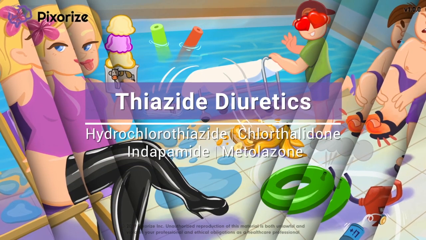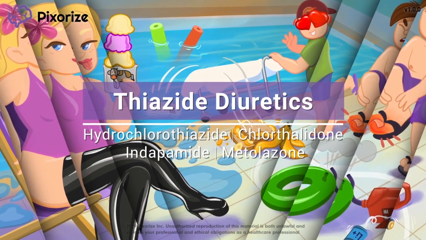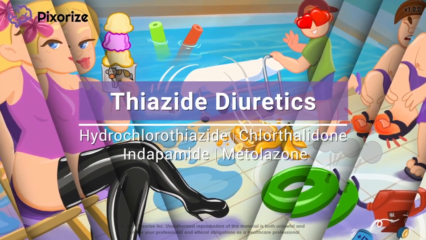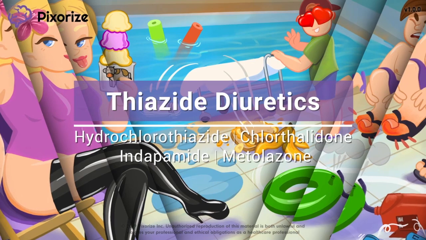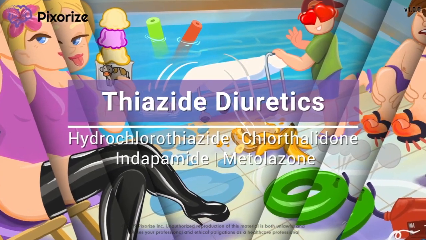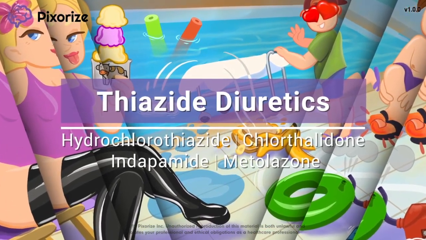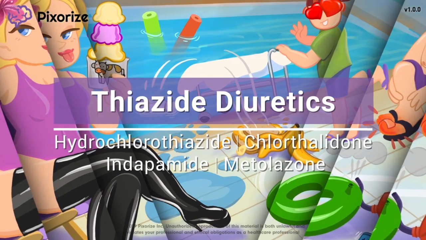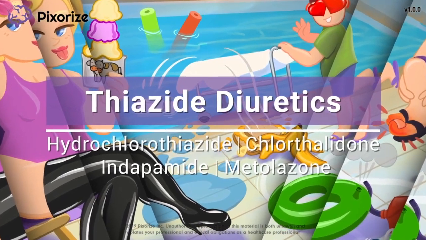Thiazide diuretics are a group of drugs used to treat hypertension and anemia. They promote diuresis by blocking the sodium chloride co-transporters in the kidneys. In this visual mnemonic video, we'll give you an easy way to remember the characteristics and uses of thiazide diuretics.